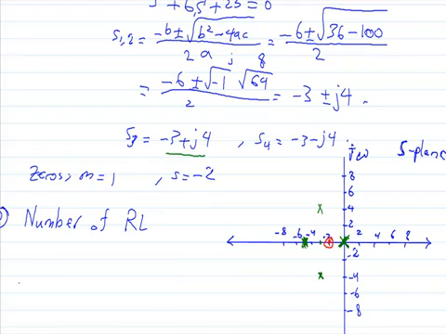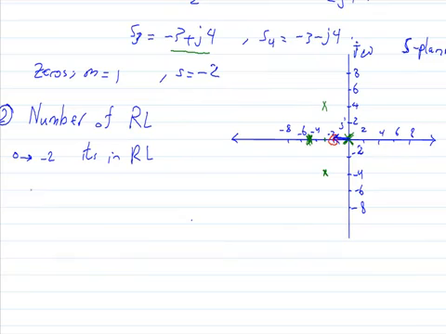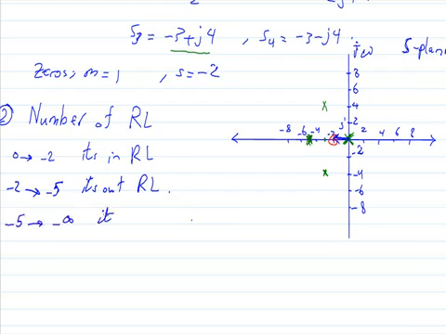Now let's see the number of loci. From 0 to minus 2 we have a root locus, then from minus 2, let's write it here, from 0 to minus 2 it's in the root locus. Now from minus 2 up to minus 5 on the real axis, it's out of the root locus. From minus 5 to minus infinity, it's in the locus.